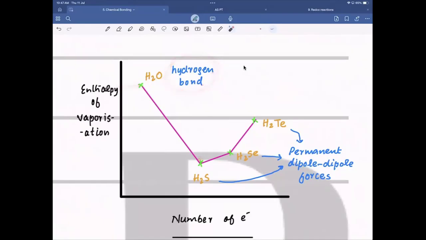And from H2S to H2Se and to H2Te, it is increasing because the number of electrons is increasing. So we are going to observe a proper trend because they all have the same kind of intermolecular force, which is permanent dipole-dipole. But as water has the lowest number of electrons, it would be expected to have the lowest enthalpy change of vaporization, but it actually has the highest enthalpy change of vaporization because of hydrogen bond. Is this understandable? Yes, sir. Okay.